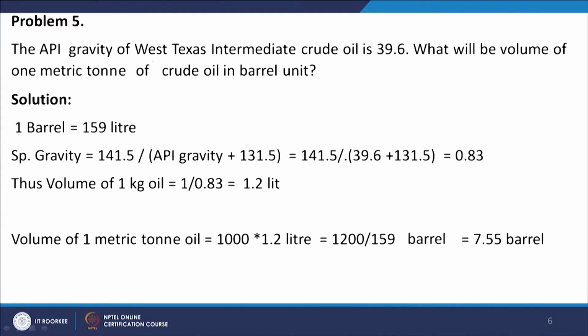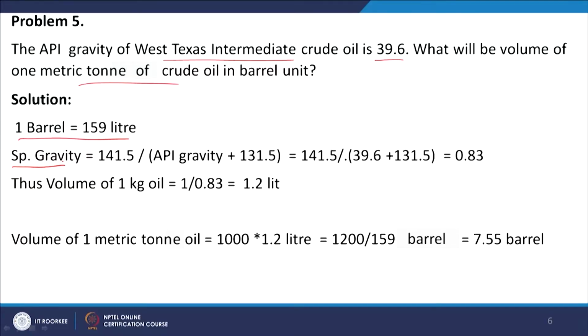doubled. Next problem says that the API gravity of West Texas intermediate crude oil is 39.6. What will be the volume of 1 metric ton of this crude oil in barrel unit? So, we know that 1 barrel is equal to 159 liter. Then specific gravity, we have this formula 141.5 divided by API gravity plus 131.5, already we have discussed in the previous problem. So, we will put this formula here. So, we are getting 0.83. So, this is the specific gravity of this.